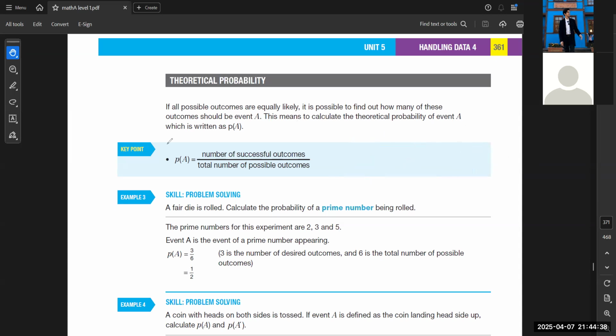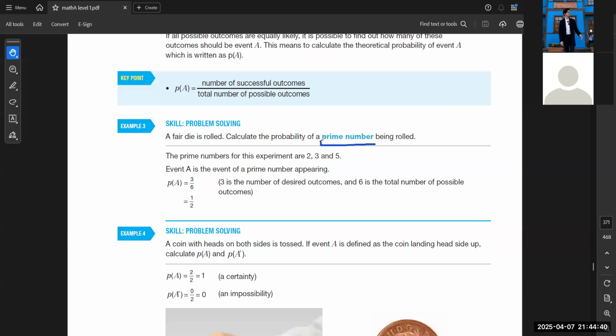Similarly, if a fair die is rolled, what's the probability of getting a prime number? How many ways can you get a prime number? 3. You can get a 2, a 3, or a 5. Those are the only prime numbers you can get. So the probability of getting a prime number is simply the number of ways you can get a prime number, which is 3, divided by the number of possible outcomes there are, 6. So that is your probability of getting a prime number.